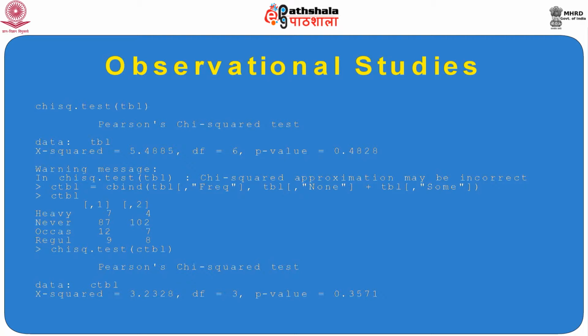Again, when we perform the chi-square test with CTBL, we get Pearson's chi-square test value with a p-value of 0.3571. So somehow the p-value reduced, but it still shows that there is no significant association between exercise and smoking. Now we will go for the proportion test.